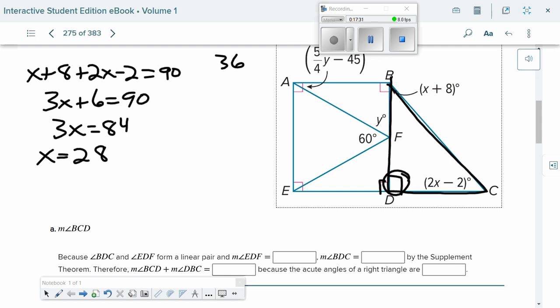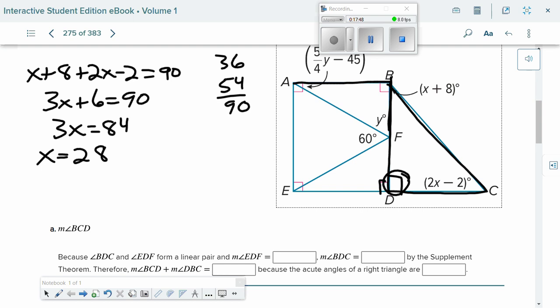The 2x minus 2 becomes 56 minus 2, which is 54 degrees. And checking, yes, they add up to 90 like they were supposed to. Okay, same thing with this other triangle, ABF.